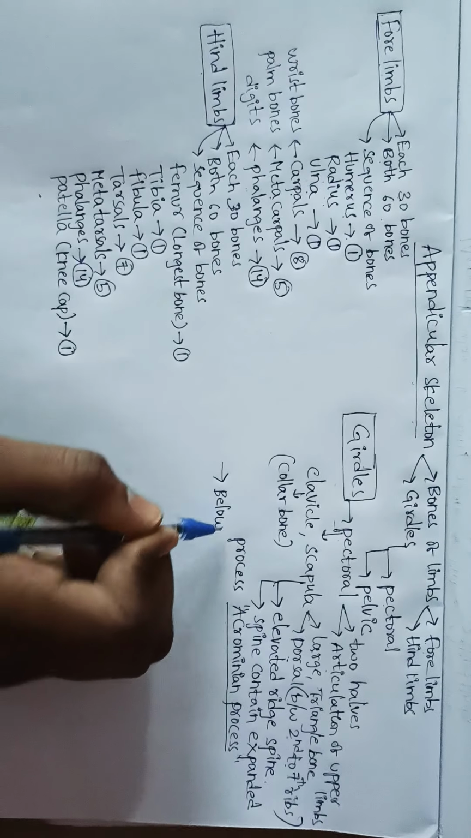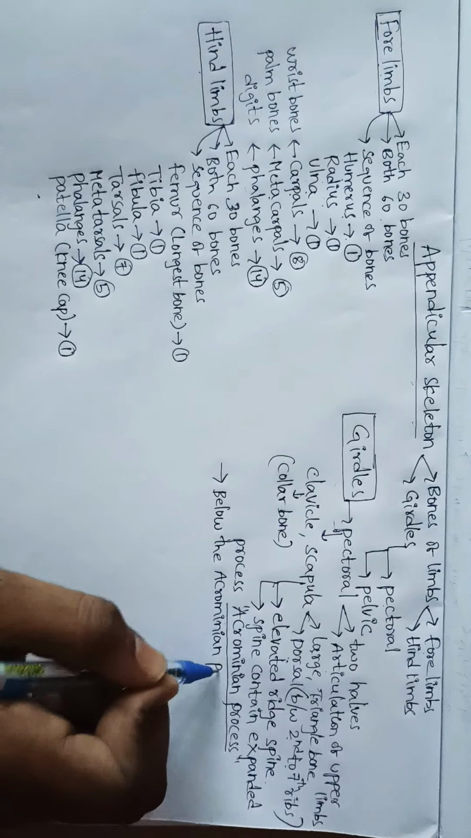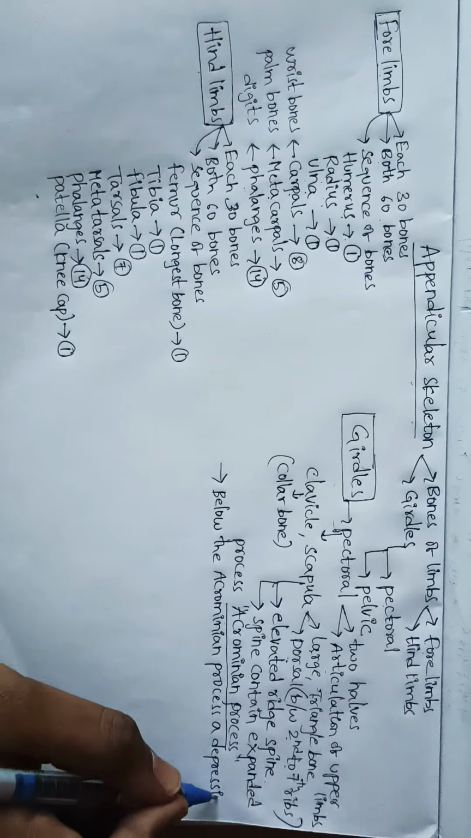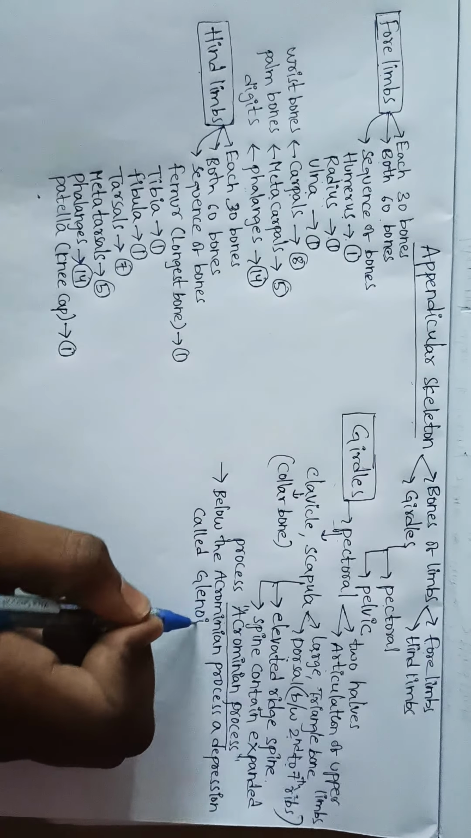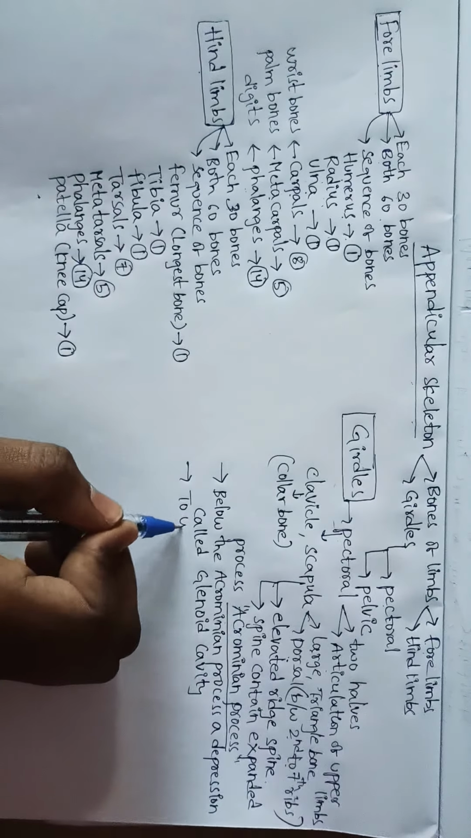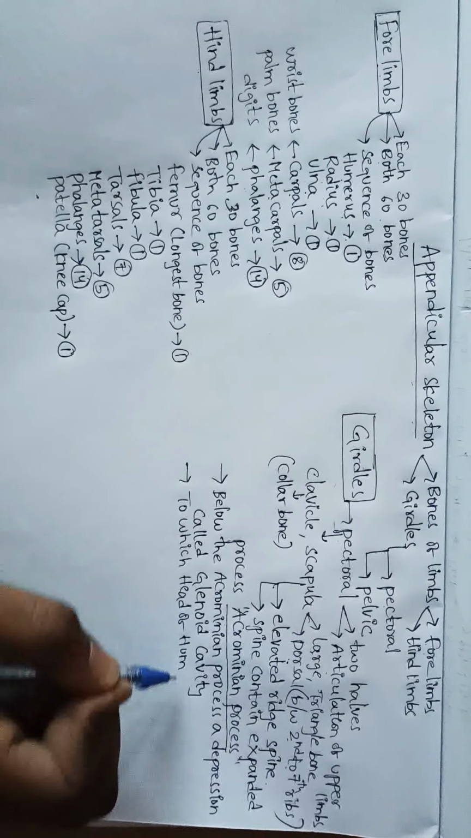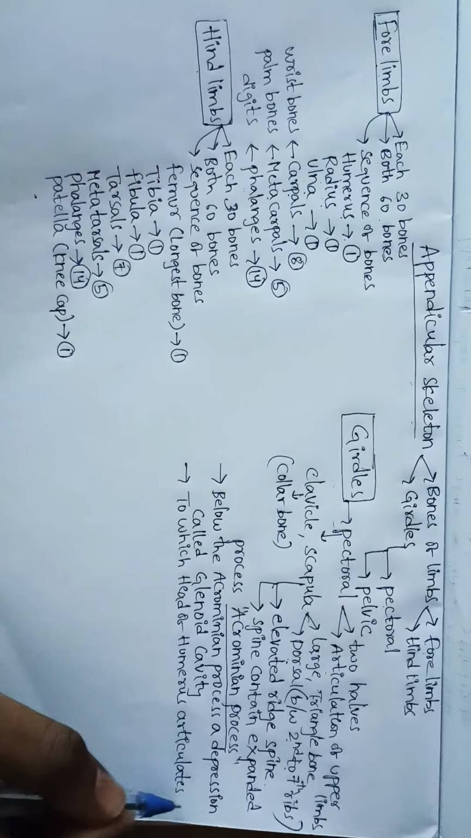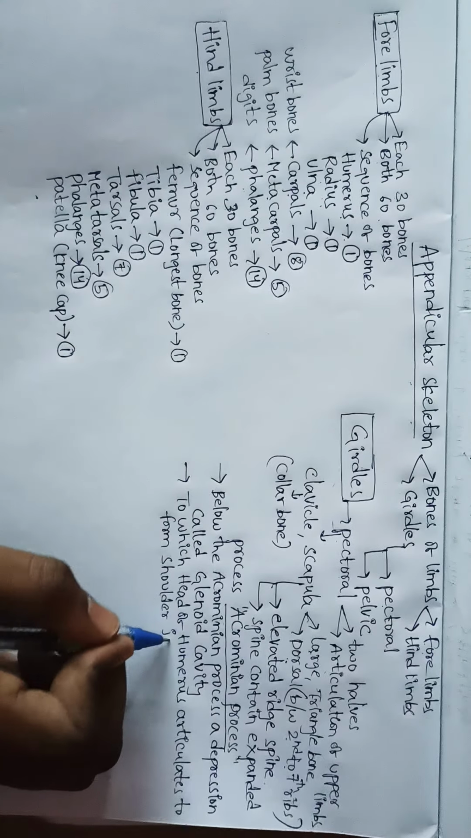Below the acromion process, a depression called glenoid cavity, to which the head of humerus articulates to form the shoulder joint, or ball and socket joint.